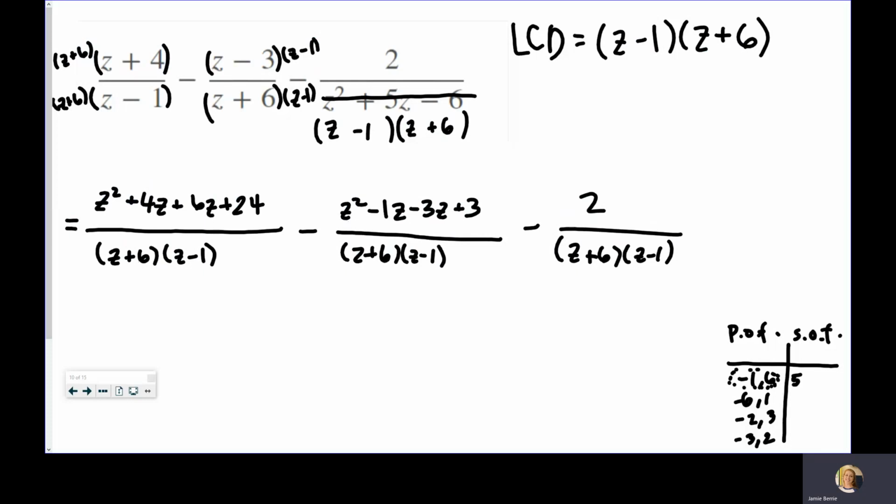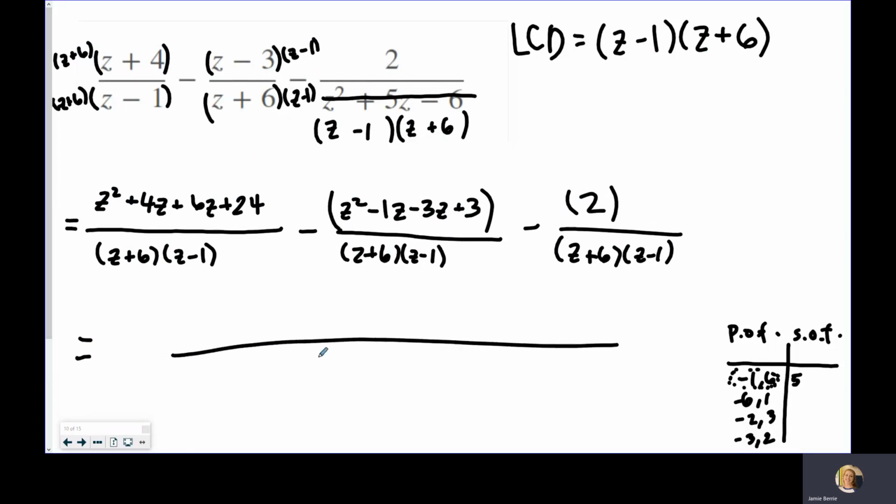Okay. Now I need to subtract these. I'm going to put a little parentheses around here, just so I remember that I need to distribute the negative. The first fraction is going to stay the same. So that stays, and now this is going to become one big giant fraction. So let's write one big giant fraction.